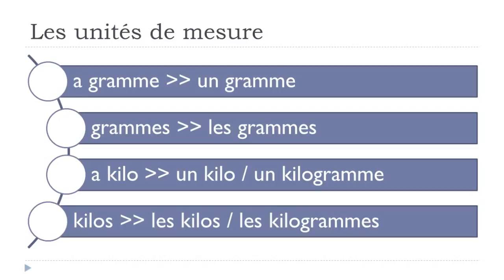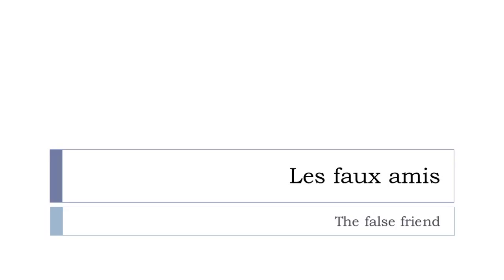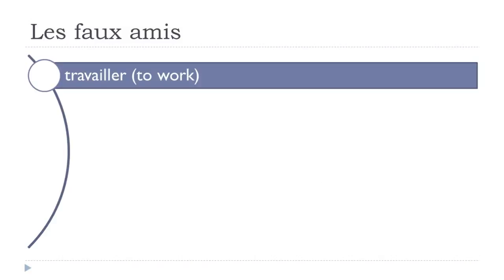Les kilos. Les kilogrammes. Les faux amis, so they look the same in English and in French, but then the meaning is different. Okay, so let's start now. And then the first one, it will be travailler. Travailler. Okay, remember when you get this I and then double L like that and a vowel. I. Travailler. Okay, travailler, and it means to work.